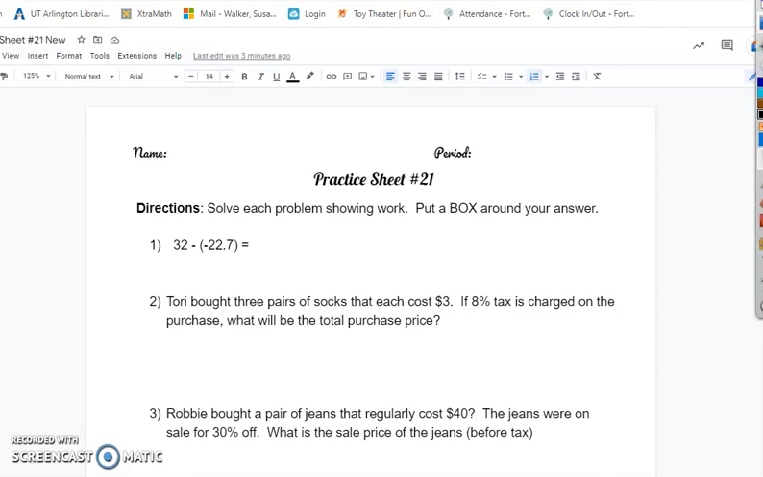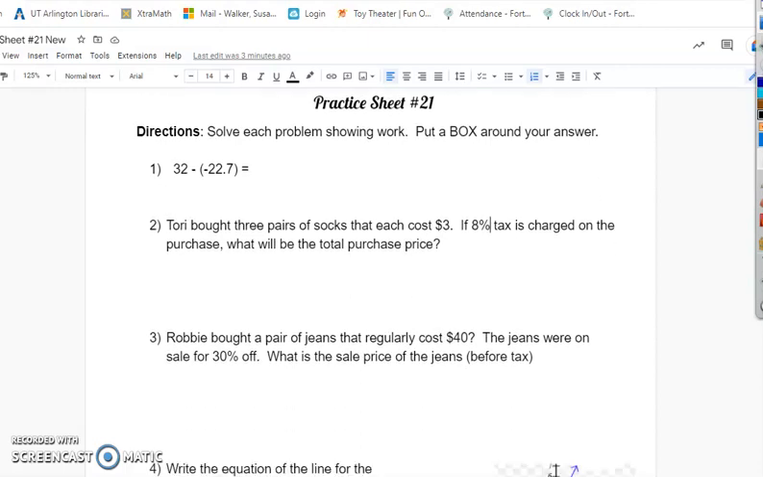Everyone, we are going to work on practice sheet 21. So number 1, hopefully you know this is an arrow problem, so I'm going to let you do this by yourself. Make sure you line up your decimals.